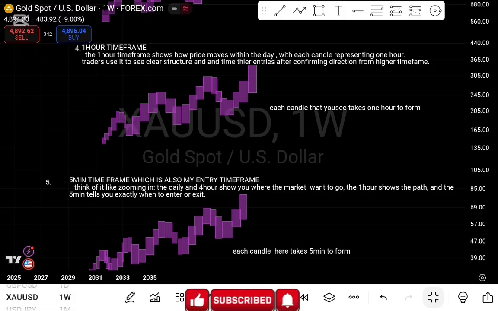Let me repeat. Think of it like zooming in: the daily and 4 hours show you where the market wants to go. The 1 hour shows you the paths, and the 5 minutes tells you exactly when to enter or exit the market. Yeah guys, so this 5 minutes time frame is used as entry, not to know the direction of the market. You cannot use the 5-minute time frame to spot out a directional bias.